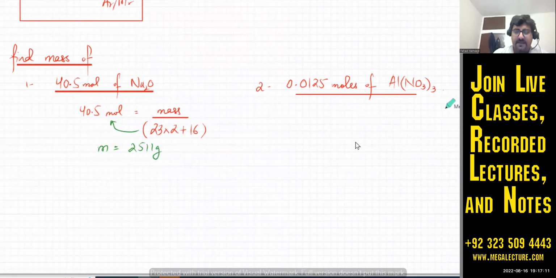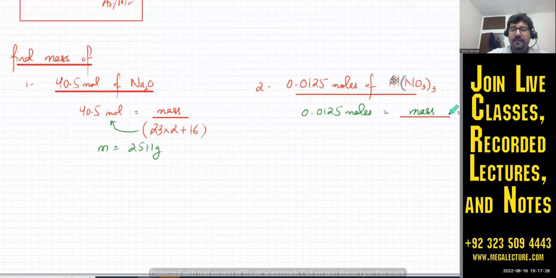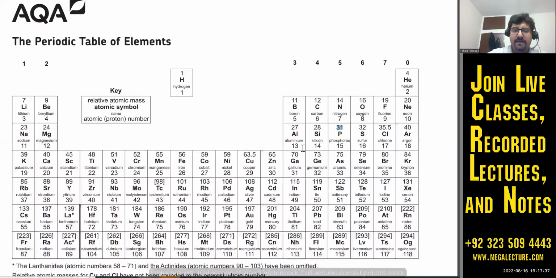Similarly over here, it's 0.0125 moles of aluminium nitrate. So we need to find the mass. Moles, 0.0125 moles, is equal to mass divided by the molar mass. The molar mass in this case would be aluminium and NO3 thrice, that means 3 nitrates. What is aluminium? That's 27, and N is 14 and O is 16.